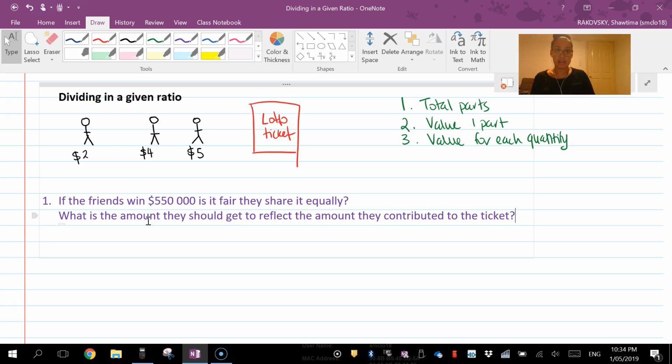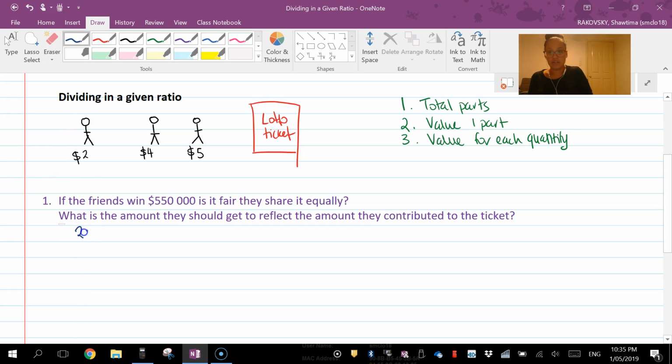The first thing we're going to look at is how many parts we have altogether from the first ratio. Our ratio is 2 to 4 to 5. So we've got 2 parts, 4 parts, 5 parts. Total parts equals 2 plus 4 plus 5, and that gives us 11. So now I've got the total parts.